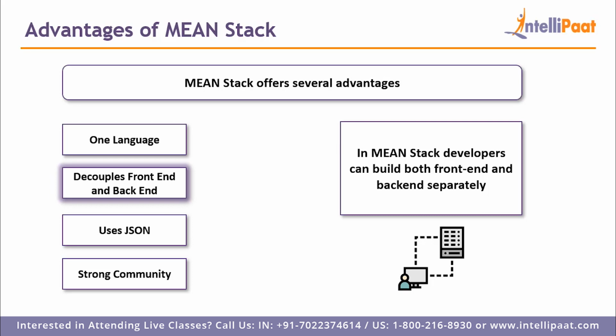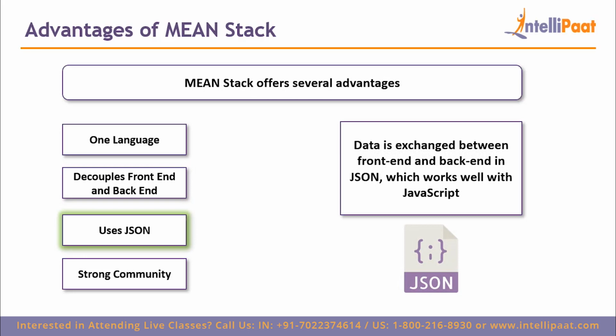Now when we're using MeanStack, we can develop both the front end and the back end separately. That way, changes in either of those components of a web application will not lead to changes in the other component. It uses JSON. JSON stands for JavaScript Object Notation. So the data is exchanged between the front end and the back end using a format called JSON, which is lightweight, easy to use, and is used by most of the web applications online.